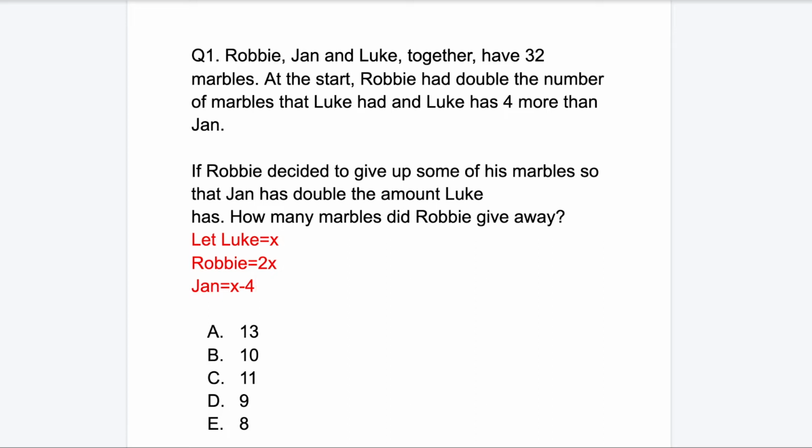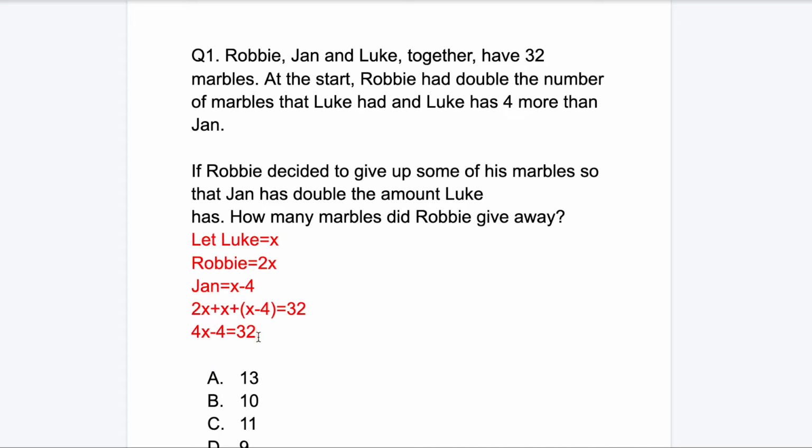We know that if we add up Luke's, Robbie's, and Jan's marbles together, they have 32 marbles, as it states in the question. So if we write that out, 2x plus x plus x minus 4 equals 32. We can simplify this further, so 4x minus 4 equals 32.